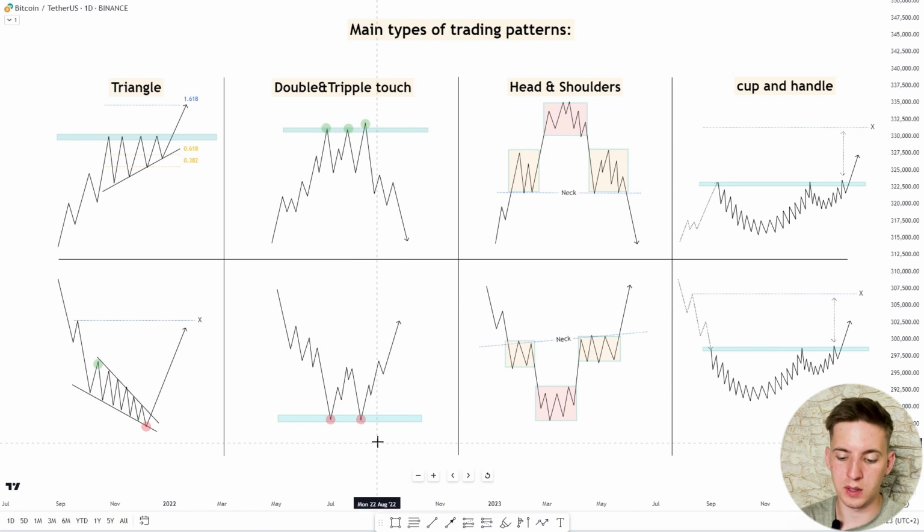Friends, it's quite simple. If we see a double top touch, we need to wait for some kind of reversal candlestick pattern. That is, these can be pin bars, hammers, rails, engulfing patterns, and so on. We will also talk about this in other videos.